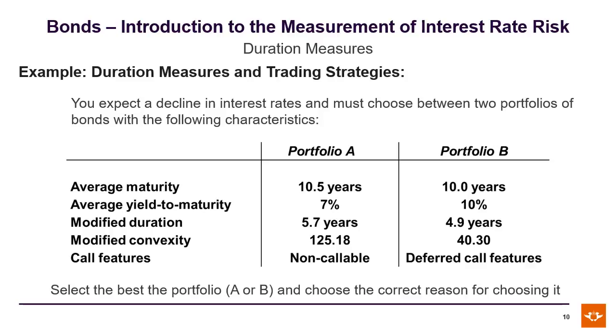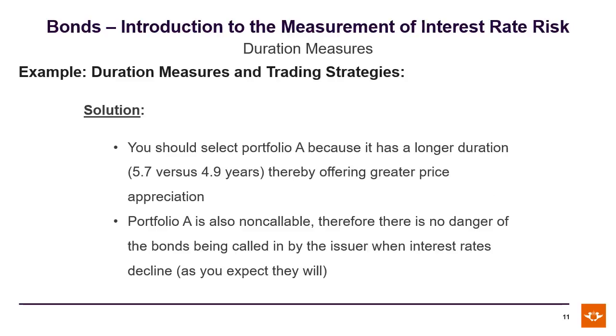Now looking specifically at the duration measure, you would select Portfolio A because it has a longer duration, 5.7 versus 4.9 years, and this should offer you greater price appreciation when compared to Portfolio B.